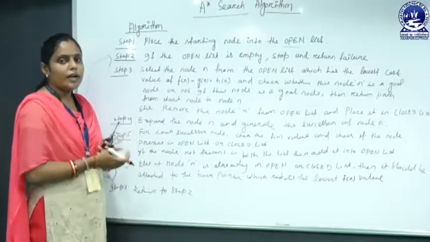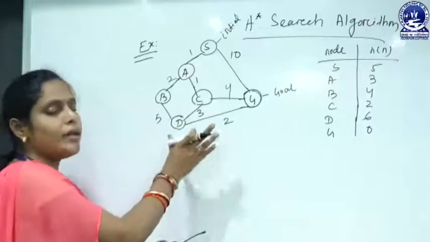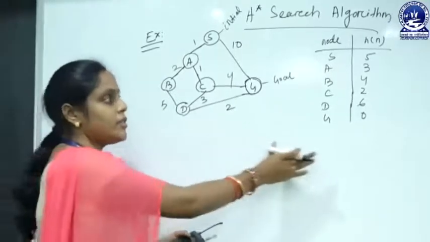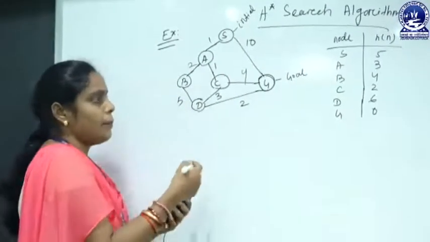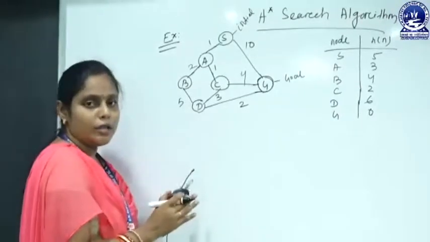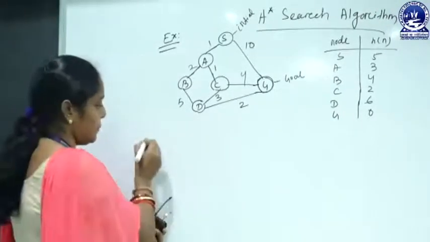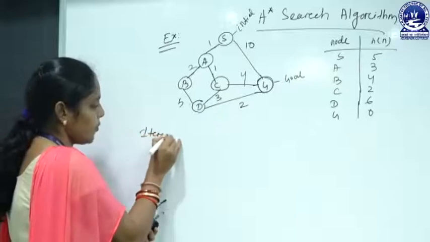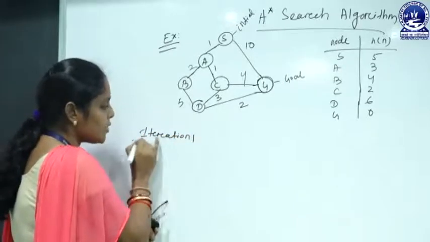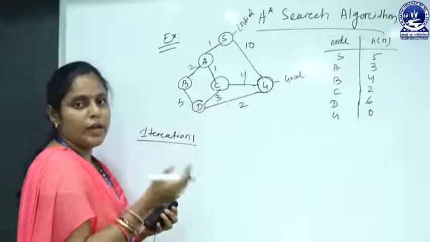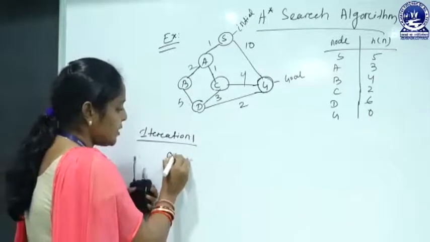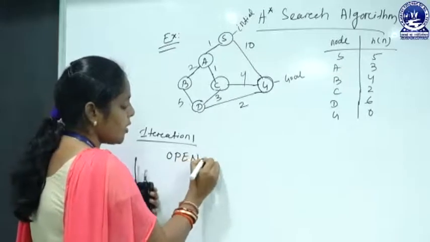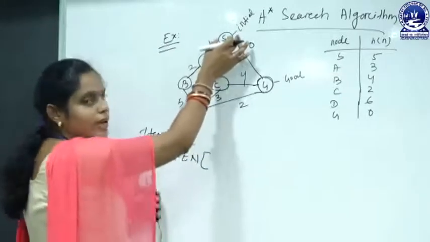Now look at one example. In this example, this is our search tree and this is the heuristic function value of each node. Now according to the algorithm, take iteration 1. In iteration 1, first we place our initial node into our open list. That means here our open list contains the initial node S.